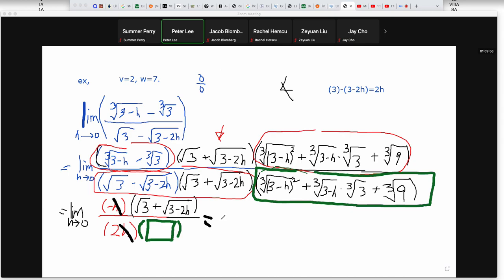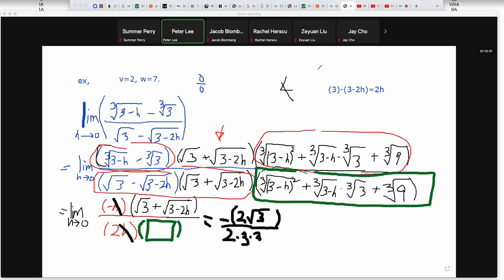Because when you plug in here, what do you get? We get minus 1 over 2, and then when h is approaching 0, the square root of 3 plus square root of 3, we get 2 square root of 3. Oh, that's very nice. And then when you plug h equals 0 into this green box, we get cube root of 9 plus cube root of 9 plus cube root of 9. And so what we end up getting is 3 times cube root of 9.